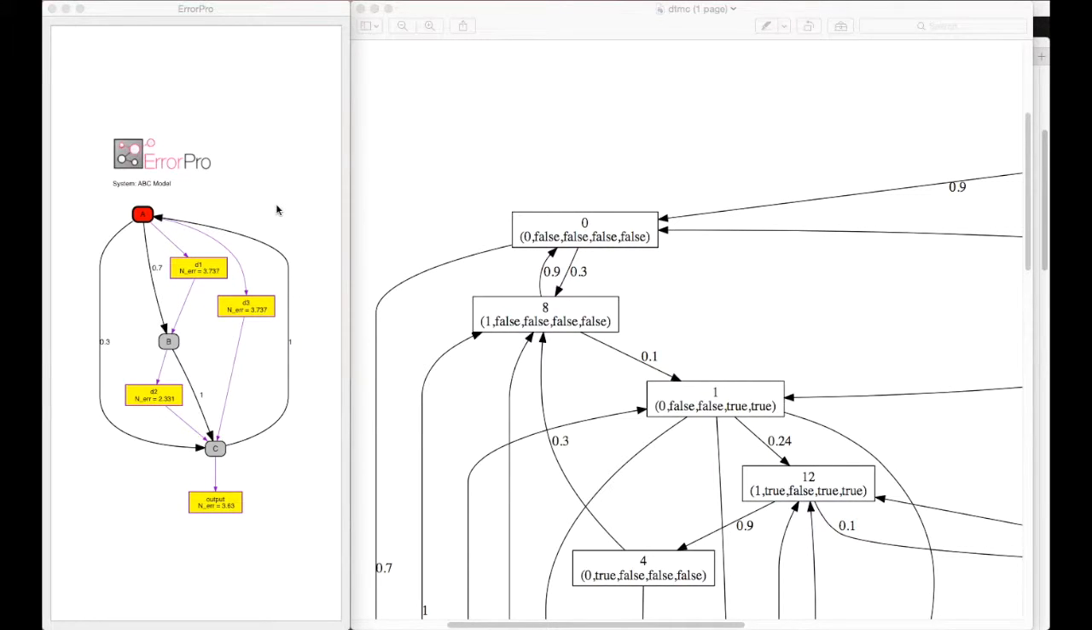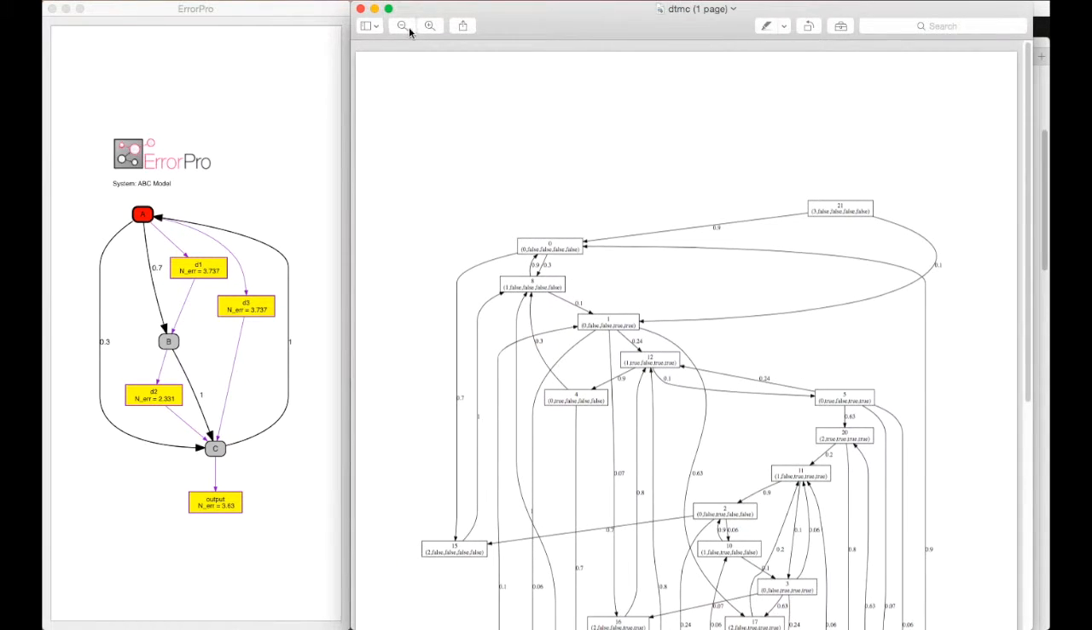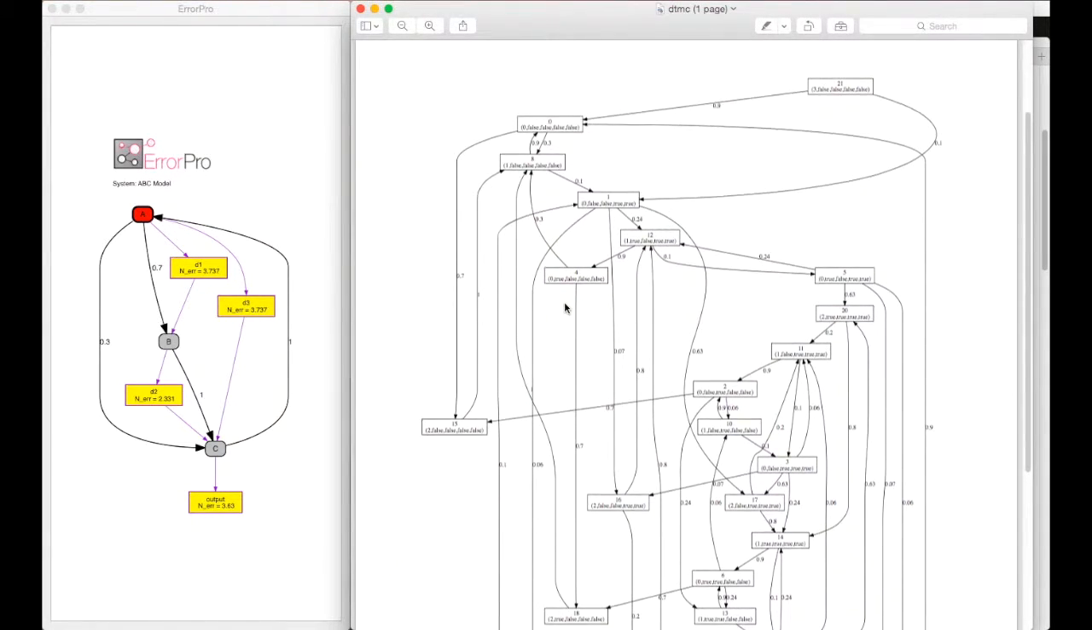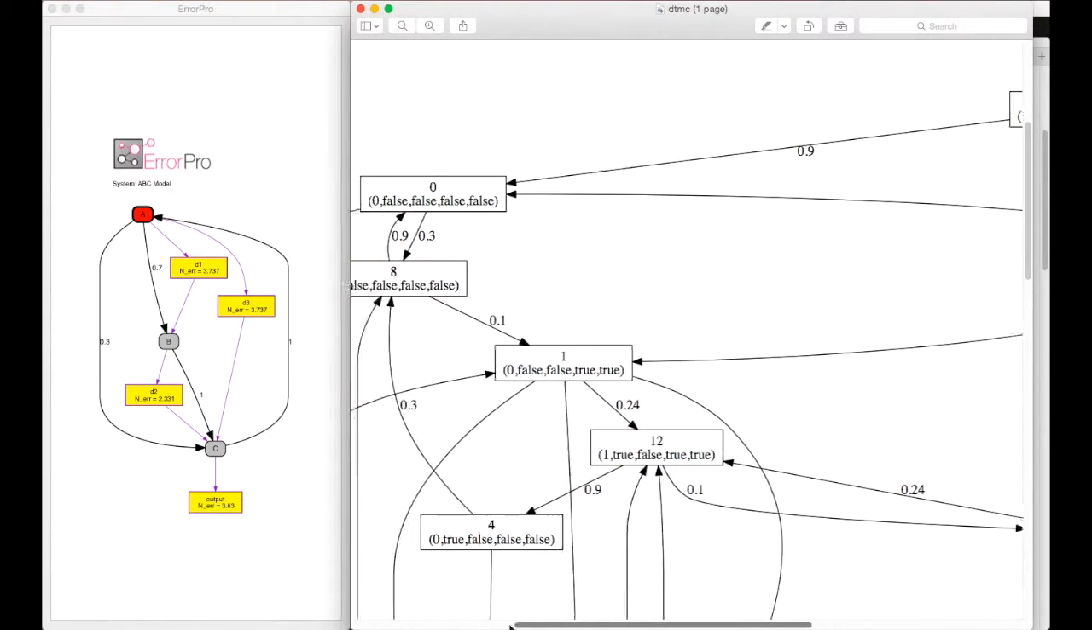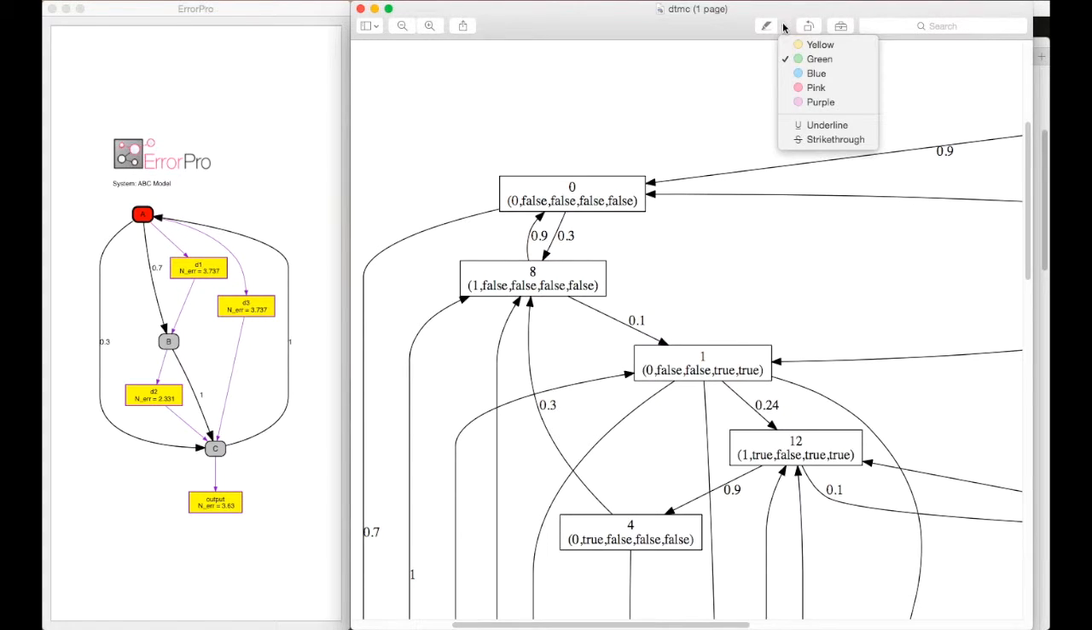ErrorPro uses an analytical approach, not simulation. In order to compute the mean number of errors, it generates a discrete time Markov chain that is shown on the right side. The Markov chain is presented as a directed graph with transition probabilities attached to its arcs. Each node of this graph represents the current state of the system using two types of parameters.